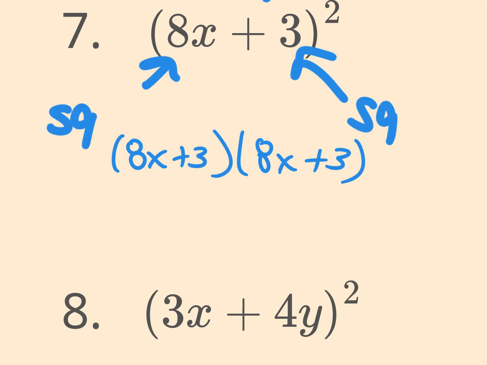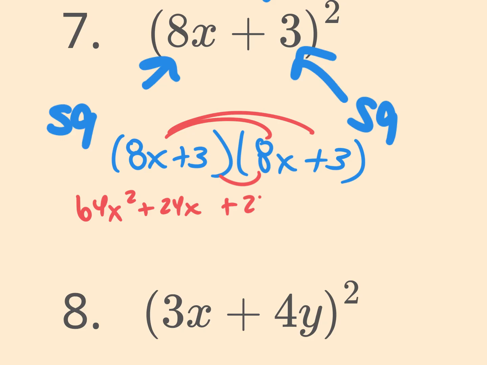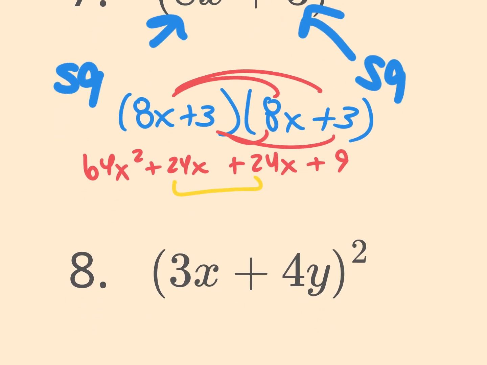When you FOIL, what's 8x times 8x? 64x squared. What's 8x times 3? 24x. What's 3 times 8x? 24x. What's 3 times 3? 9. And what happens here in the middle? What do I do with 24x and 24x? I add them. So I have 64x squared plus 48x plus 9. You square the first term, square the last term, and then you multiply the first times the second times 2. That'll work every time.